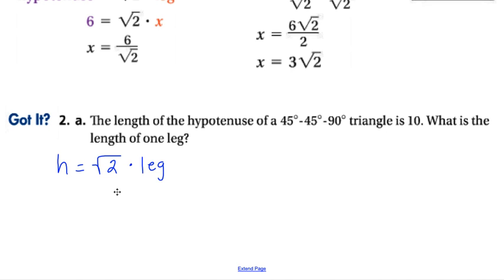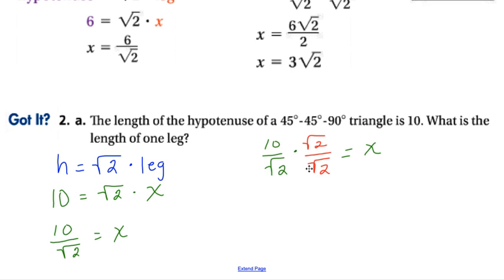Alrighty, hope you had some success with that. Plug in the length of the hypotenuse, which is 10. And so we need to divide both sides by the square root of 2. But remember, we can't have any square roots in the denominator. We have to rationalize that denominator. So when we do that, we multiply top and bottom by the square root of 2. That gives us 10 square roots of 2 over 2. But now 2 goes into 10 5 times, and x is equal to 5 square roots of 2.